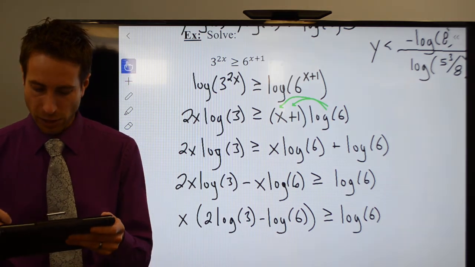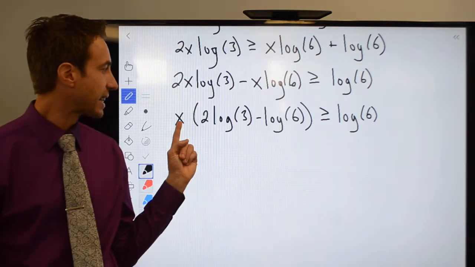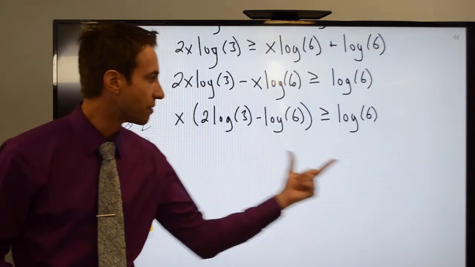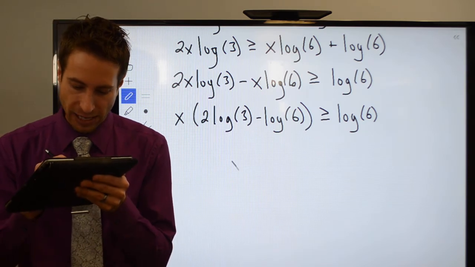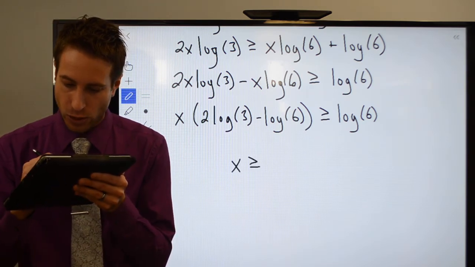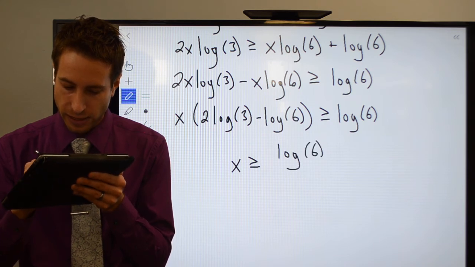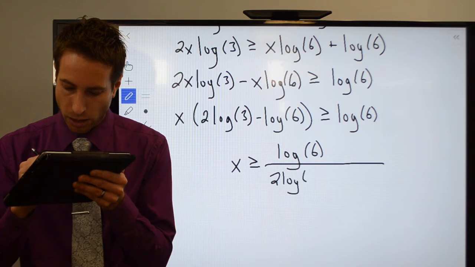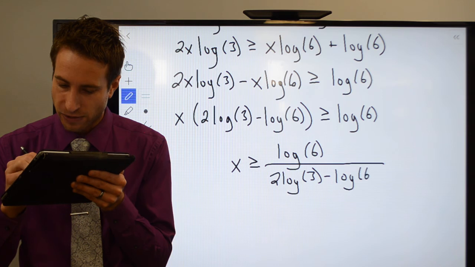Let me slide up a little bit so you can see the rest of my work. Here we go. We've been here before. To get that x by itself, because it's multiplication, divide that whole quantity to the other side, and we're going to simplify. So x is greater than or equal to the common log of 6, all divided by 2 times the common log of 3 minus the common log of 6.